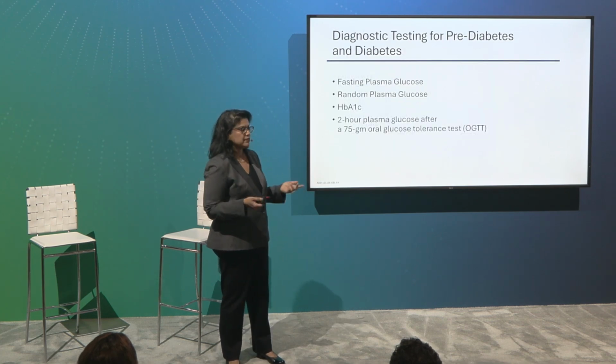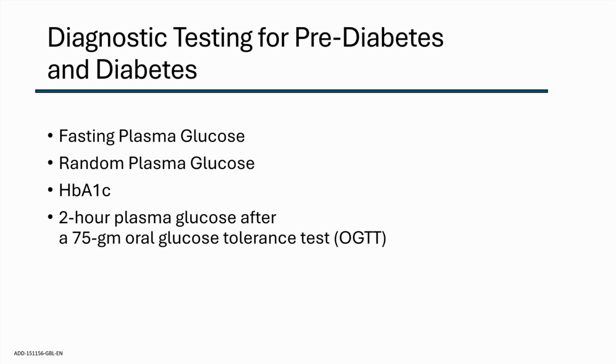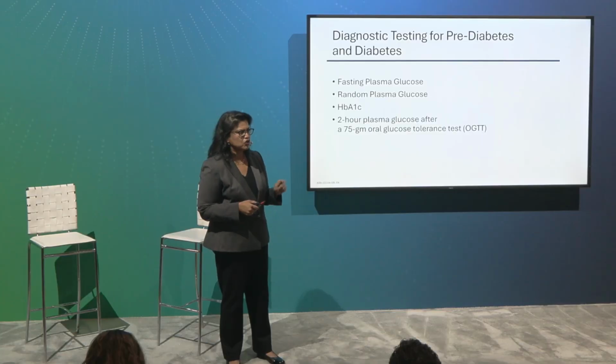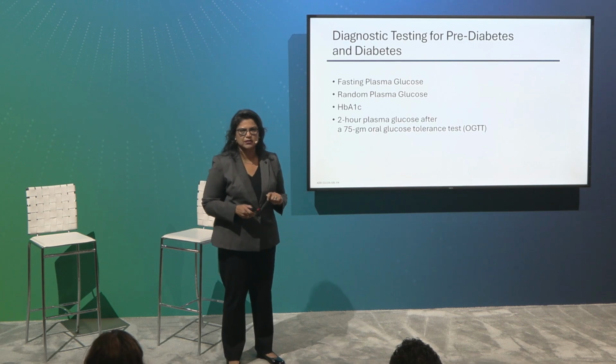So what are we testing? What are the tests that we're going to use? Fasting plasma glucose, random plasma glucose in the right setting, hemoglobin A1C, or a 2-hour plasma glucose after an oral glucose tolerance test. Now, I have to say, my least favorite in this list is fasting plasma glucose, and we'll talk about that later in the presentation, only because fasting plasma glucose is kind of the last glucose that becomes abnormal. It stays normal for a long time. You're going to see a change in a 2-hour plasma glucose before you see a change in fasting glucose.